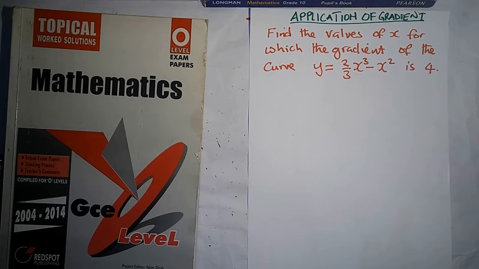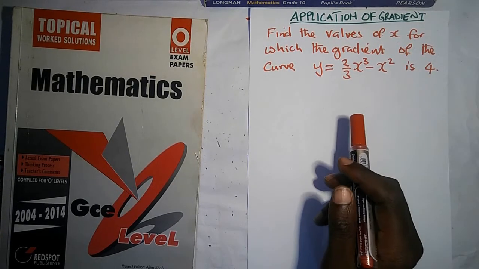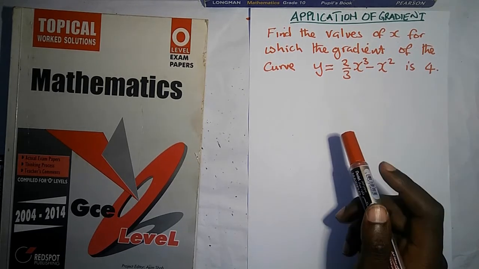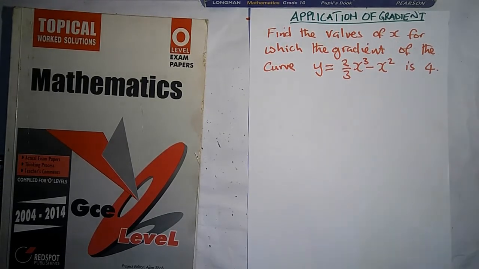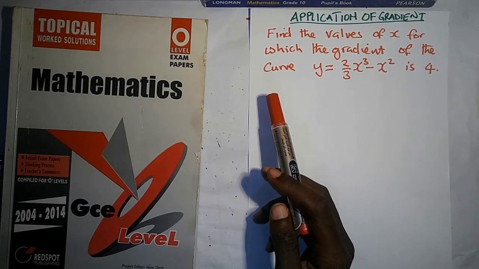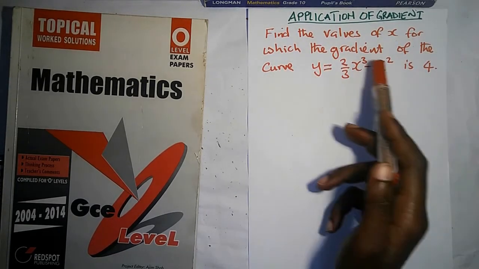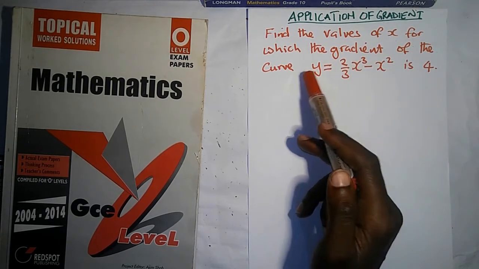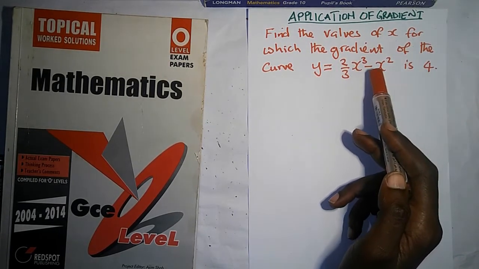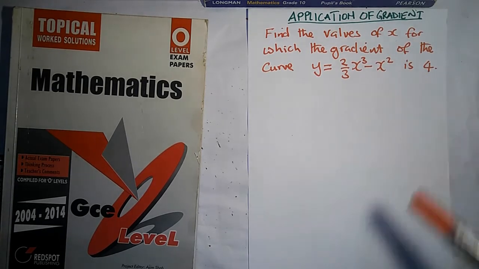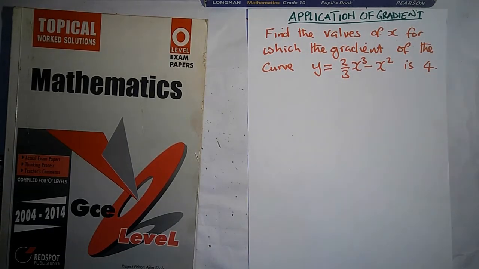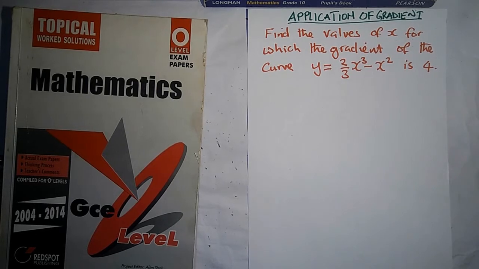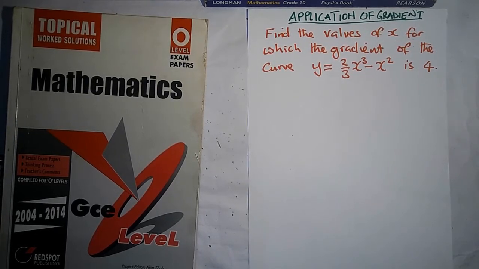In this video, we are going to look at the application of the gradient function to find the values of x of a given equation. So in our example here, the question says find the values of x for which the gradient of the curve y is equal to 2 over 3x cubed minus x squared is 4. Okay, so the first step is to differentiate the function that you are given.